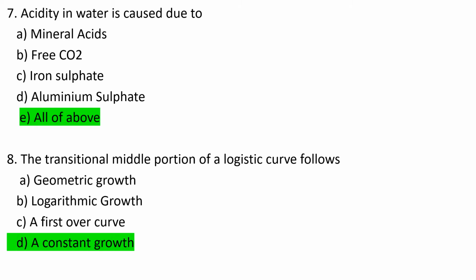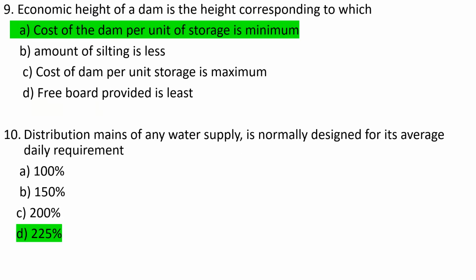The bottom curve shows an increasing growth rate, and the middle portion shows a constant growth, and the upper curve shows a decreasing rate of growth. So the middle part of the logistic curve follows a constant growth. So the answer is D, a constant growth.